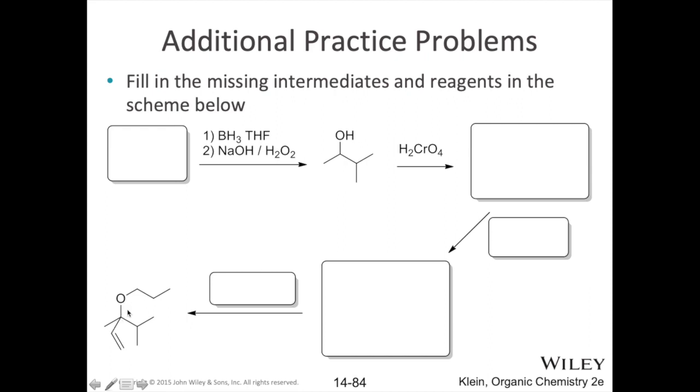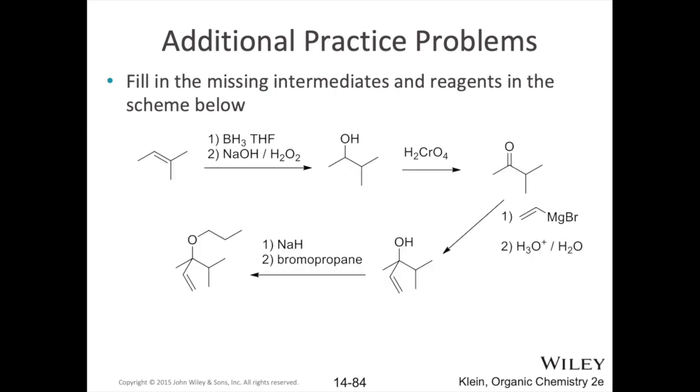All right, so there we go. Note that we had an alcohol group here, and that became a ketone over here. You could then use a Grignard reagent to extend the carbon skeleton, as we've seen here. Doing so converts that ketone into an alcohol, which you can then convert into an ether using sodium hydride and an alkyl halide.